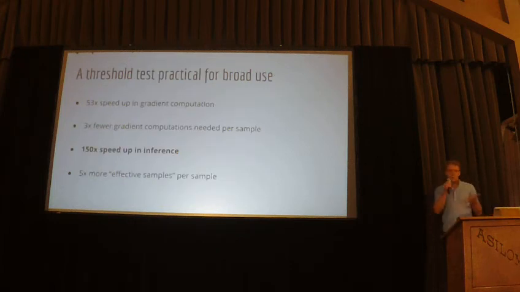So gradient computation is 50 times faster. We also need fewer gradient computations per sample. So it suggests that Stan finds it easier to sample the posterior when it's formulated like this. So we get a 150 times speed up in inference in the model. What took a couple of hours is now less than a minute. We also get more effective samples per sample, so you conceivably have to run this for fewer iterations. And what this means is that the threshold test can now be practically used for a wide range of investigations into discrimination in various contexts.